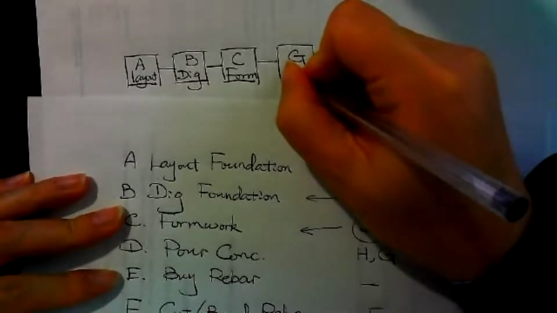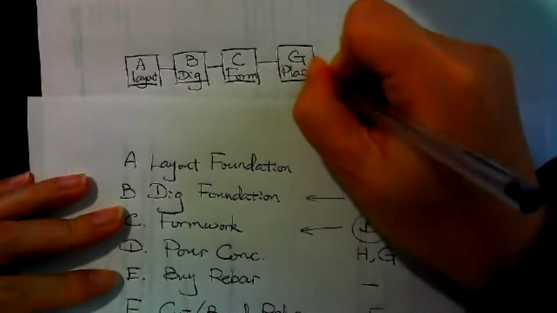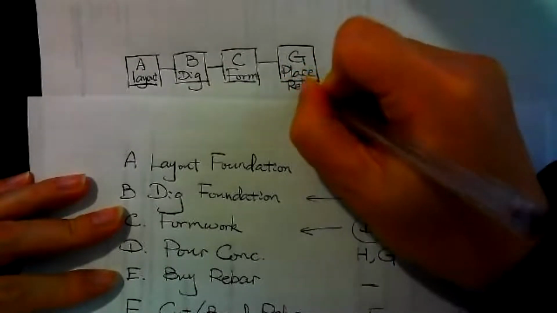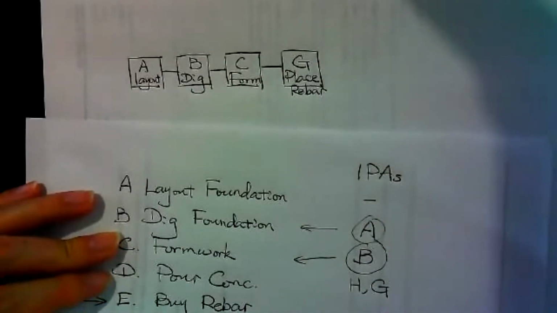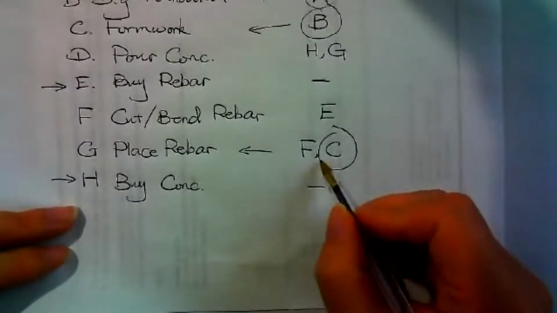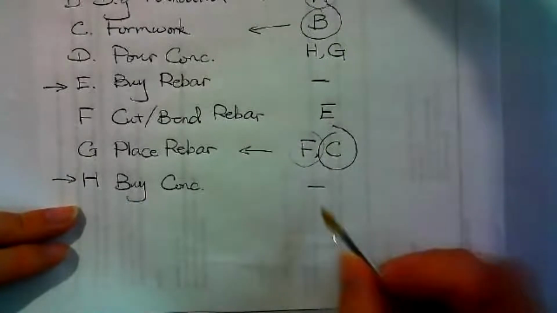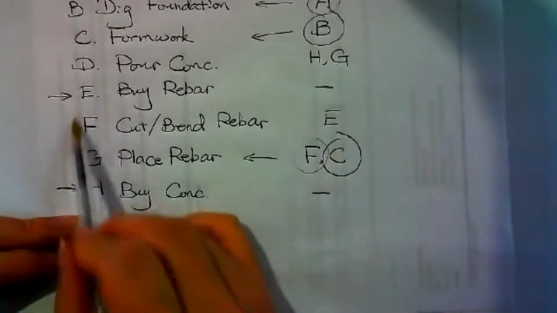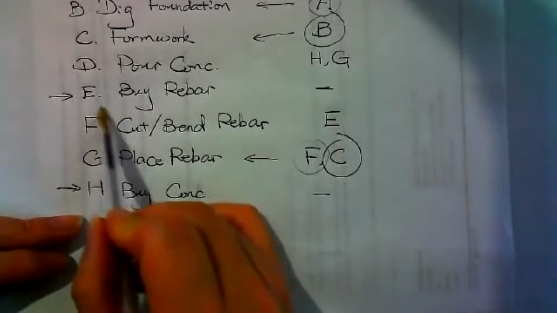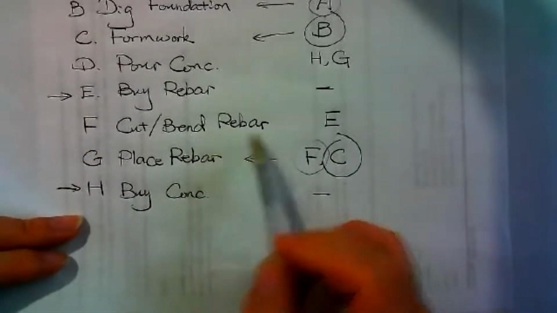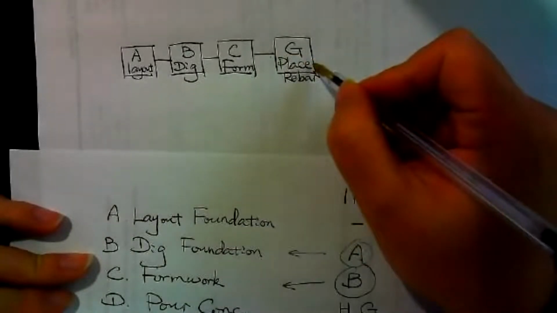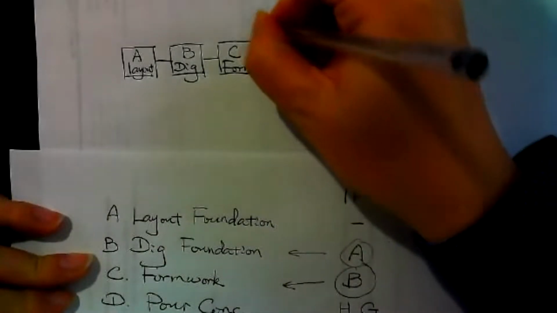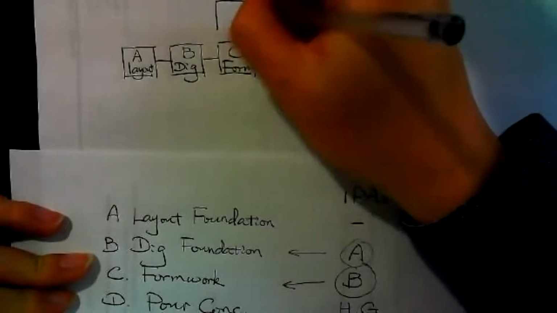G is place rebar. Place rebar follows C, which is G. However, in addition to C, there's another one, F. F is over here. F is cut and bend. That means this G is not only following C, it is also following F.